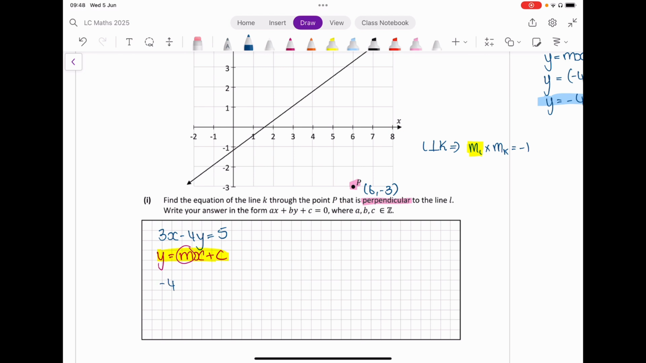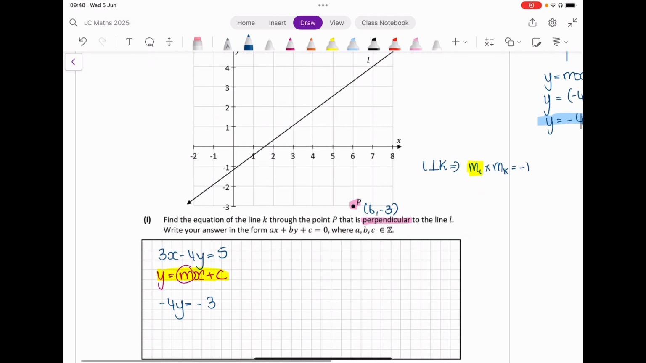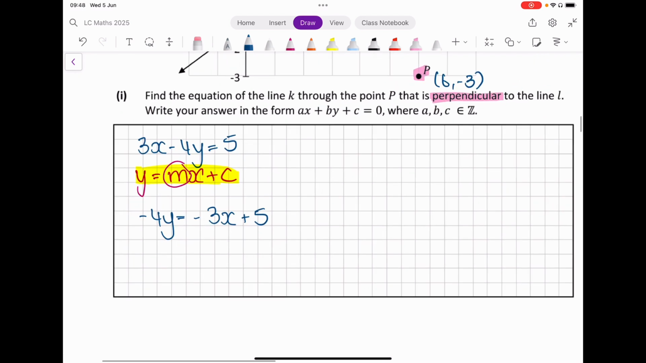So we've got minus 4y is equal to minus 3x. Actually, is that a minus or a plus? It is a minus, yeah. So I bring the 3x over and it becomes minus 3x, still added to 5. We still have that 5 on the other side. Now I want to get y on its own, so I have to divide everything by minus 4.